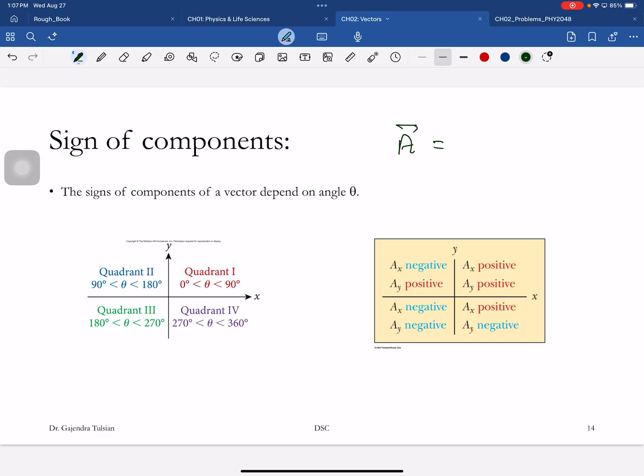So here's a vector. Now, if both the components, x and y, are positive, then the vector is in the first quadrant. If this component is negative and that's positive, then the vector is in the second quadrant. If both components are negative, then the vector is in the third quadrant. If this one is positive and that one is negative, the vector is in the fourth quadrant.